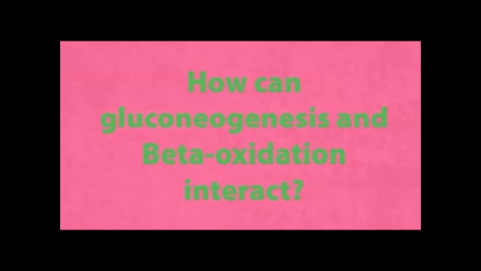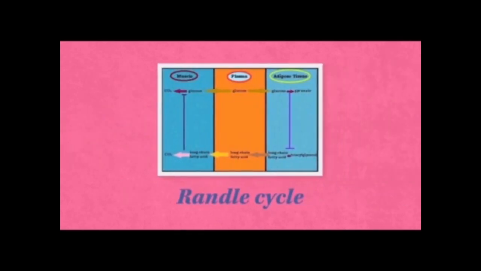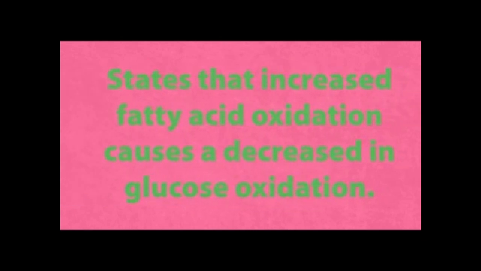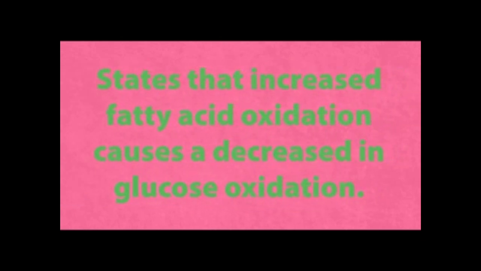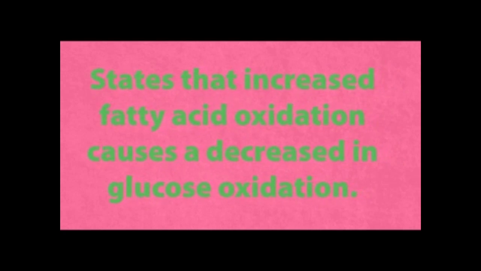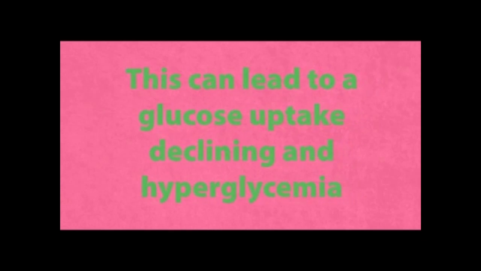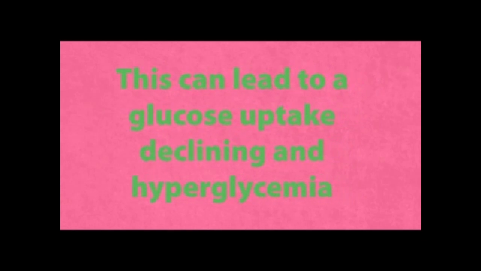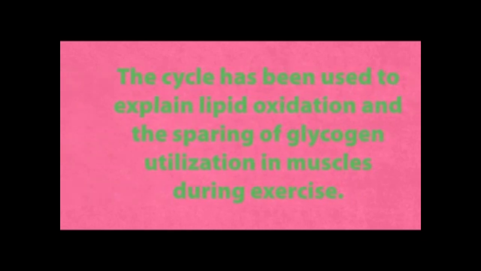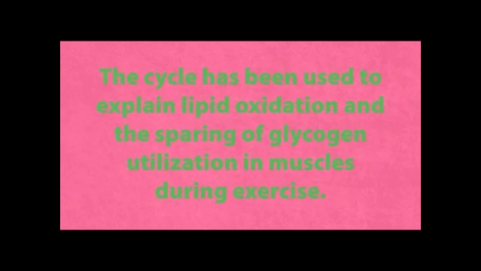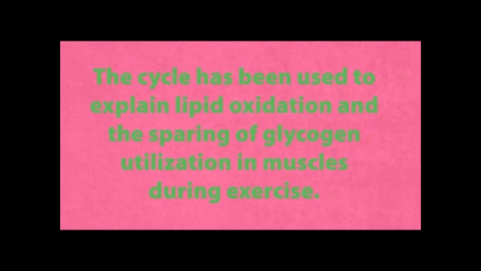How can gluconeogenesis and beta oxidation interact? Well, it is proven by the Randle cycle, which simply states that increased fatty acid oxidation causes a decrease in glucose oxidation. This can lead to glucose uptake declining and hyperglycemia. This cycle has been used to explain lipid oxidation and the sparing of glycogen utilization in muscles during exercise.